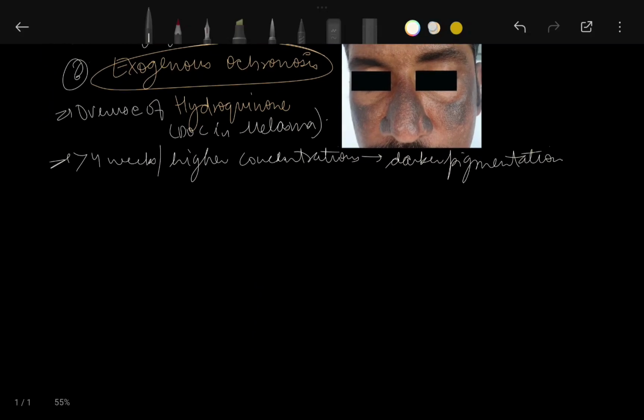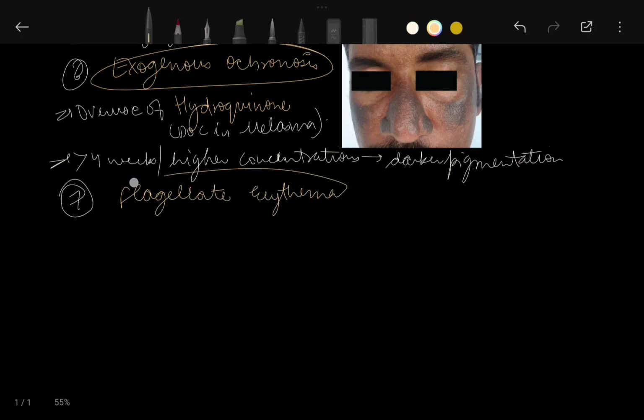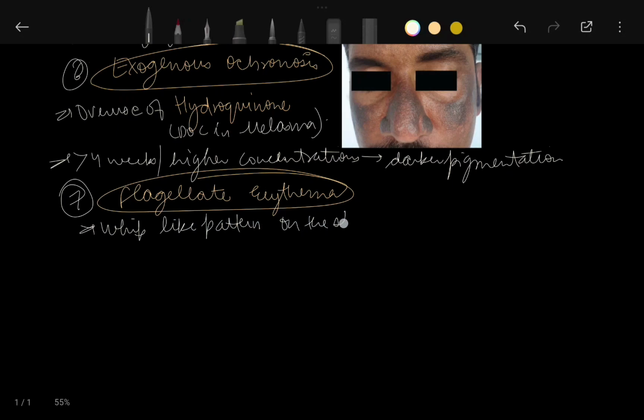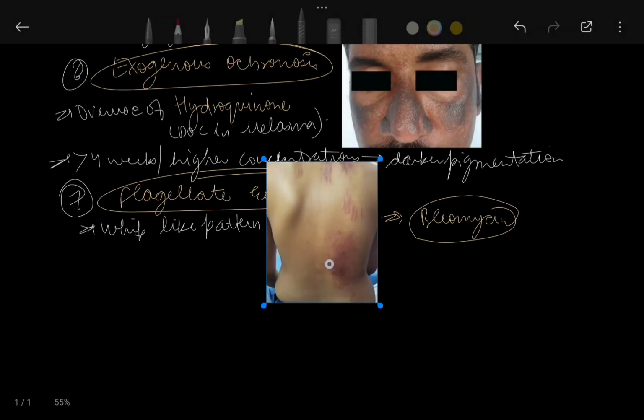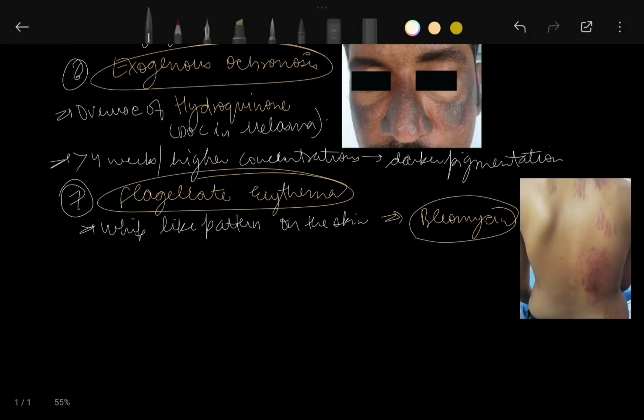And last but not the least, we have flagellate erythema. In flagellate erythema, there is a whip-like pattern on the skin. For exogenous ochronosis the cause is hydroquinone, and in flagellate erythema the cause is bleomycin. Now the image is this.